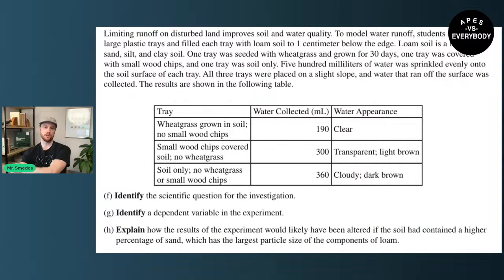Here's a practice one. So if you guys want to take a minute to practice this, leave a comment in the chat. What's the scientific question for this investigation? What's the dependent variable? We're not going to do H, but just try F and G. Try to identify the scientific question and then try to identify a dependent variable.